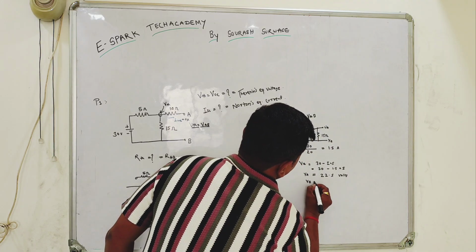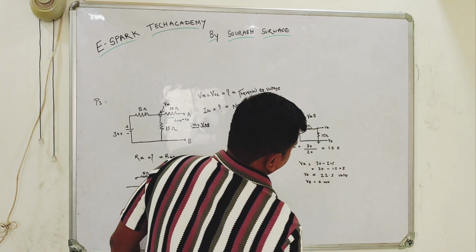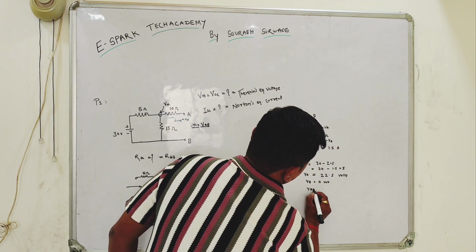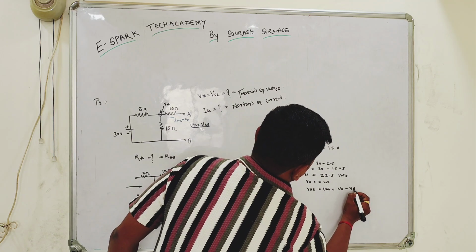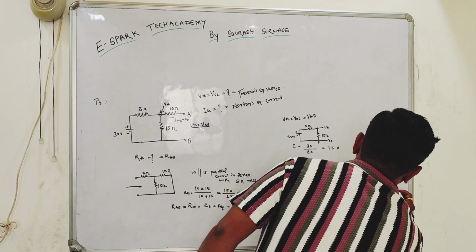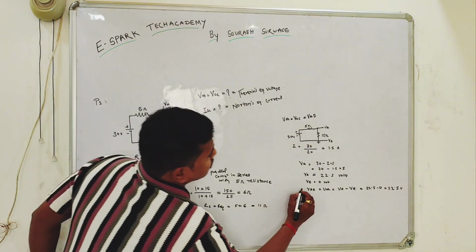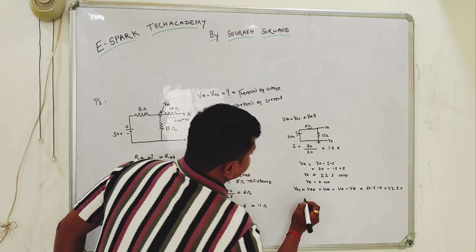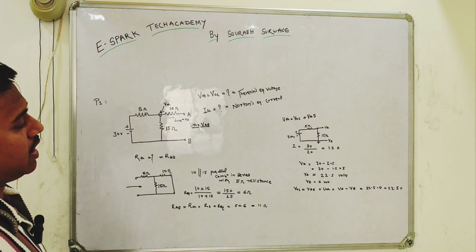Now VB is at 0 volt as it is connected to earth here. Hence VAB is equal to VTH is equal to VA minus VB. It is nothing but 22.5 minus 0, which is 22.5 volts. This is the VOC, the open circuit voltage. VOC equal to VAB equal to VTH. This is the Thevenin's equivalent voltage, just now I have calculated.